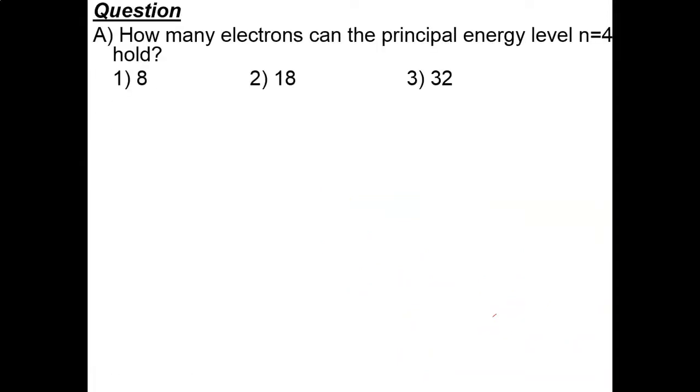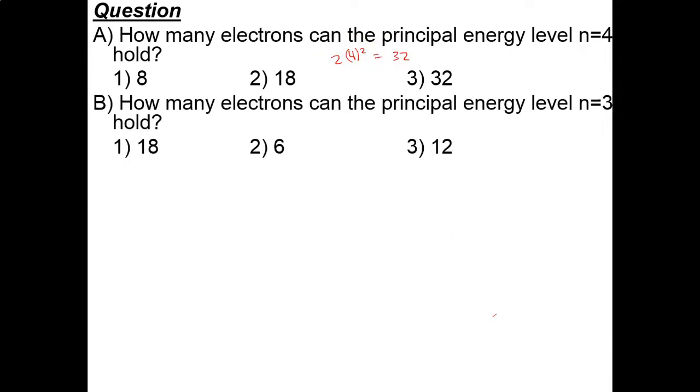All right, so let's try some questions. How many electrons can a principal level n equals 4 hold? So remember the formula, 2n squared. So 4 squared times 2, which gives me 32. So that's your answer. How many electrons can principal level 3 hold? Same thing, 2 times 3 squared, 9, 18.